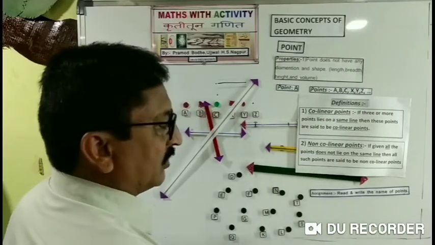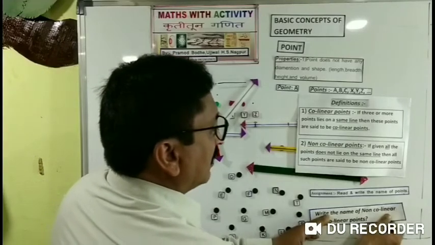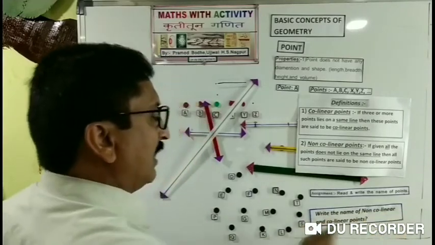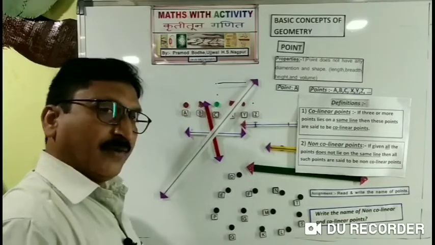And another question: you have to write the names of the non-collinear points and the collinear points.